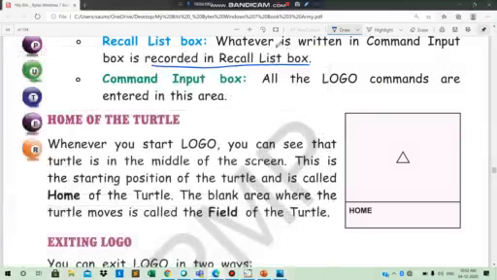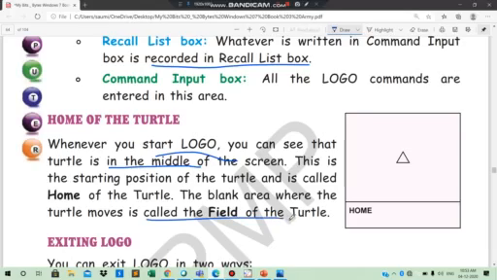ठीक है, तो हमने बात की किसके बारे में, रिकॉल इज कमांड इनपुट एंड होम ऑफ द टर्टल। हमने होम ऑफ द टर्टल की भी बात की। सो whenever you start logo you can see that turtle is in the middle of the screen. This is the starting position of the turtle and is called the home of the turtle. The blank area where the turtle moves is called the field of the turtle. Blank area जहाँ पे turtle move करता है वो क्या कहलाती है, field of the turtle.